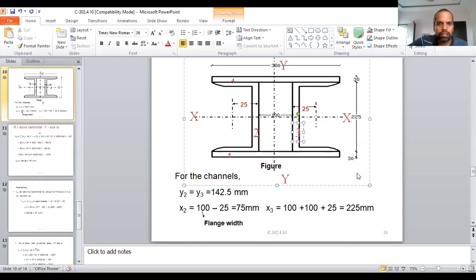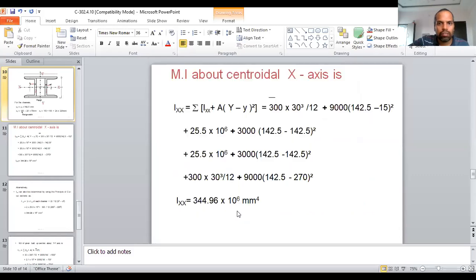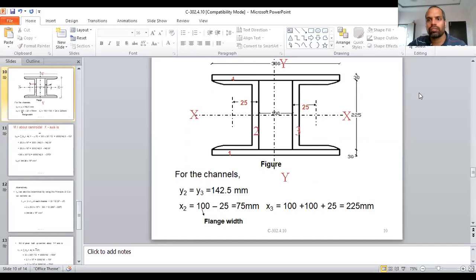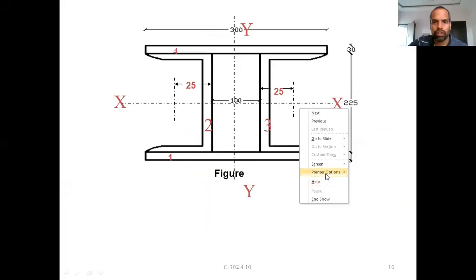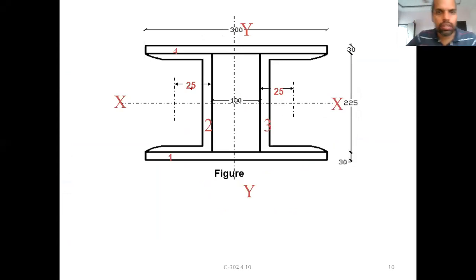Right, now let us go to the picture. I will explain briefly and very quickly. So Ixx is equal to what? Ixx is equal to the moment of inertia of the plates about this centroidal axis, plus the moment of inertia of these channels. So like that we have to calculate.